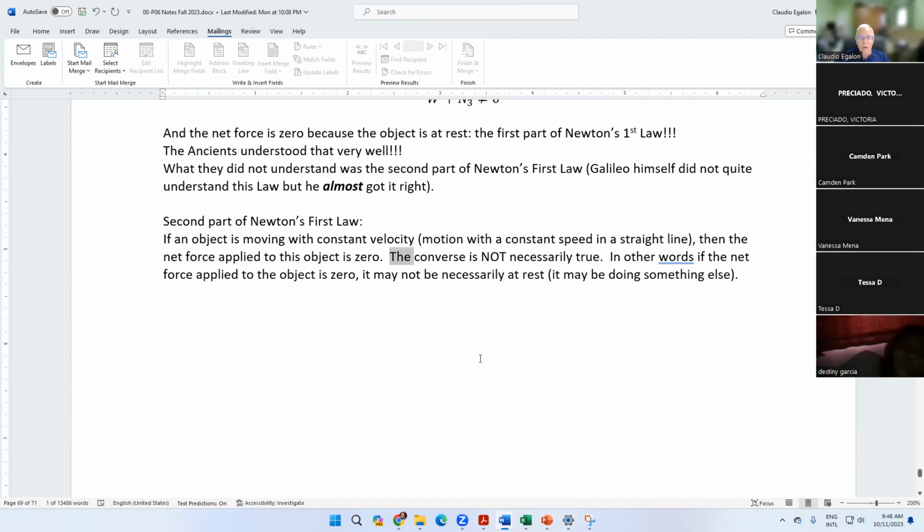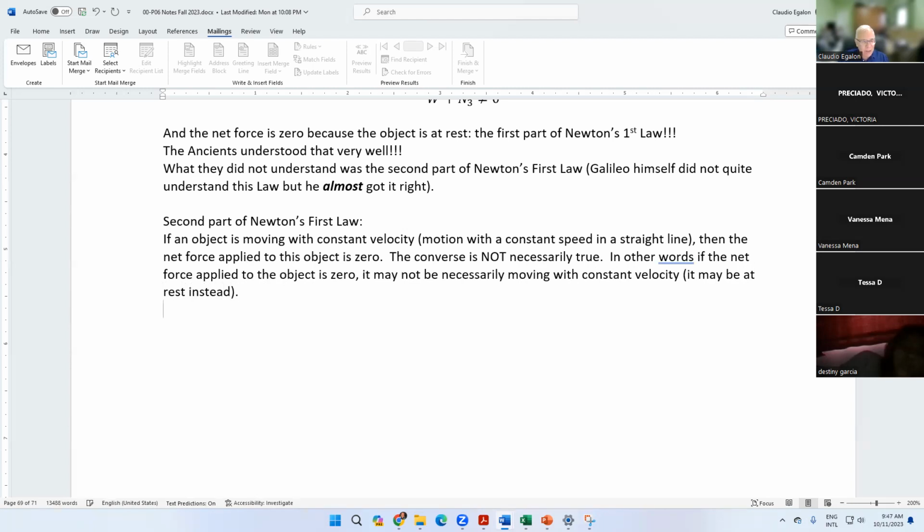Okay. The converse is not necessarily true because the object can be at rest. In other words, if the net force applied to the object is 0, it may not necessarily be moving with constant velocity. It may be doing something else, or it may be at rest instead.